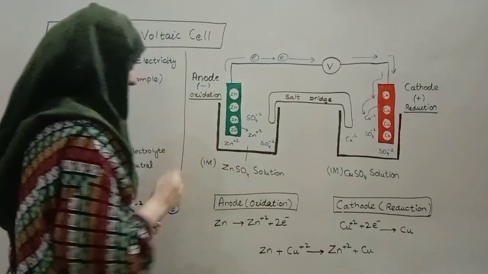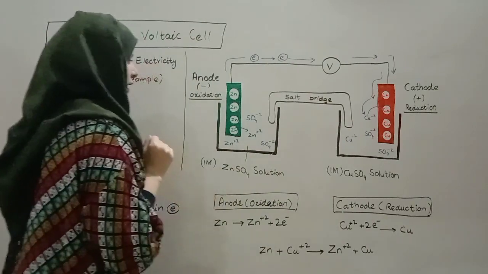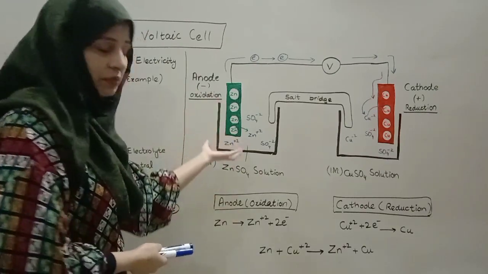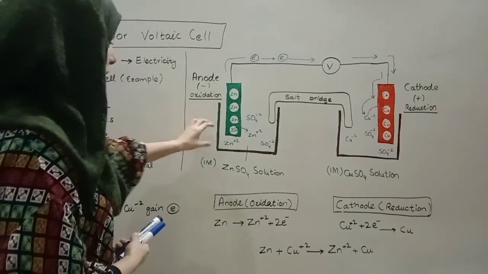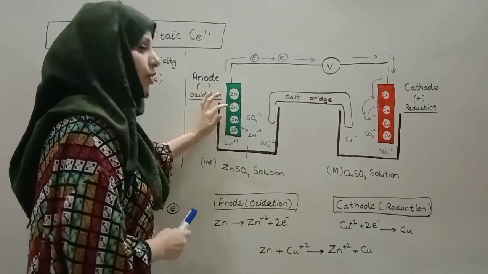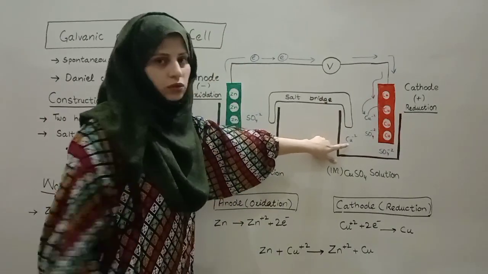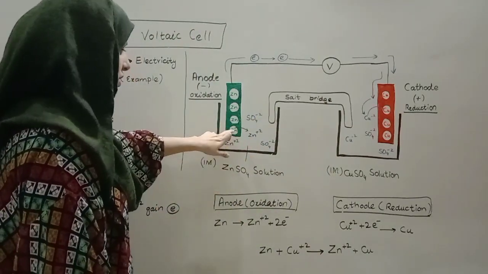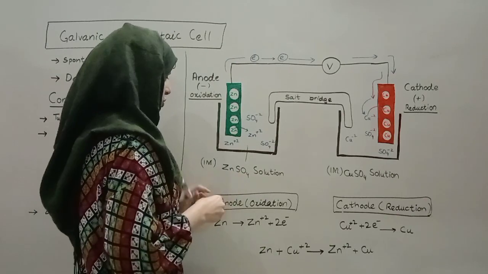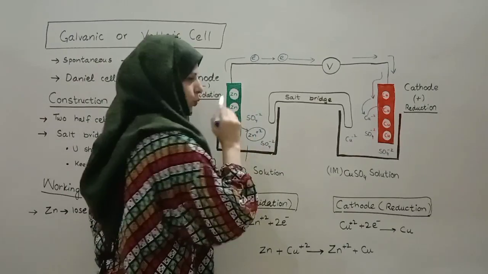Let's start. When we connect these two electrodes with the external wire, a spontaneous chemical reaction starts. It involves zinc and copper. Zinc can easily lose its electrons and copper can accept those electrons. So when the chemical reaction starts, zinc loses 2 electrons and changes into a zinc ion and dissolves in the solution.